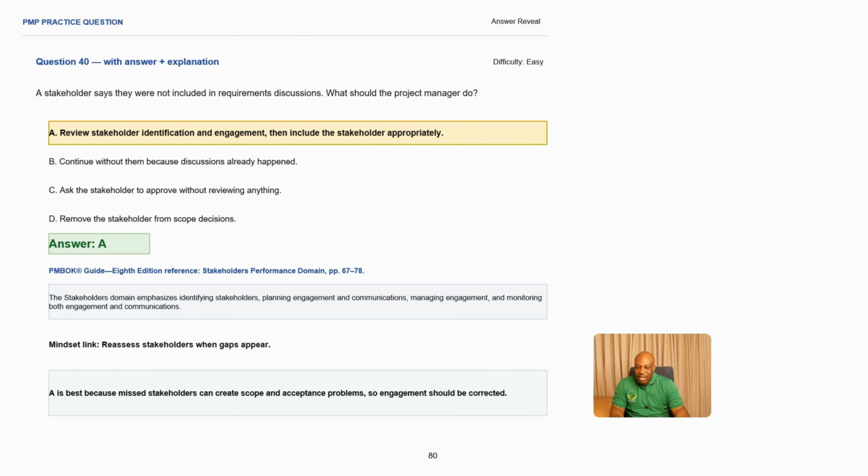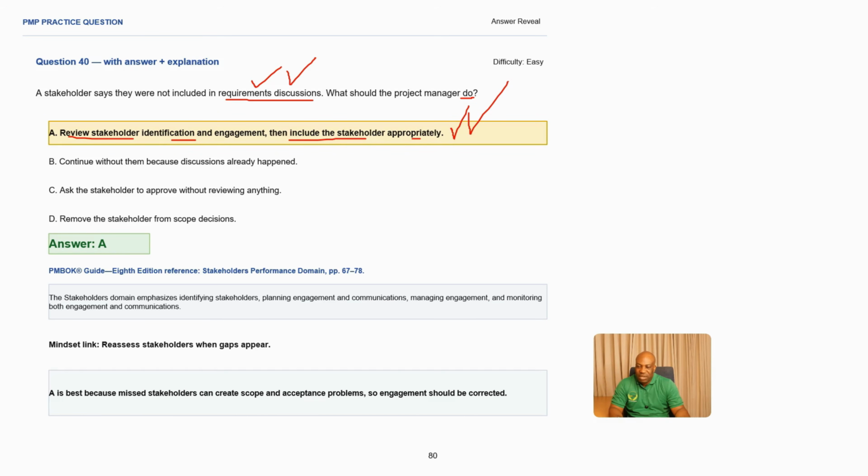So A is the best answer in this scenario. You need to review stakeholder identification, engagement, and then include them in the appropriate way. The word review is going to help you to gain more information. Remember, what are you supposed to do first as a project manager? The first thing is to understand, to get more information. So how do you get information? You need to identify what the stakeholder is actually looking for. That means in future, this stakeholder is going to be involved in this requirements discussion.